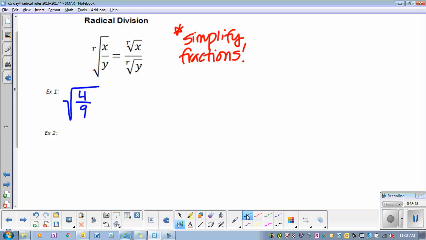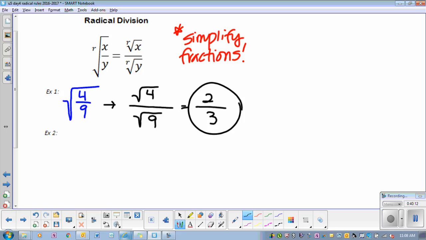All right. Well, then maybe it'll make it easier for me if I split up my radical. So then I said square root of 4 over square root of 9. What is the square root of 4? 2. And what's the square root of 9? 3. So look at that. Square root of 4/9 is really 2/3. How fun.